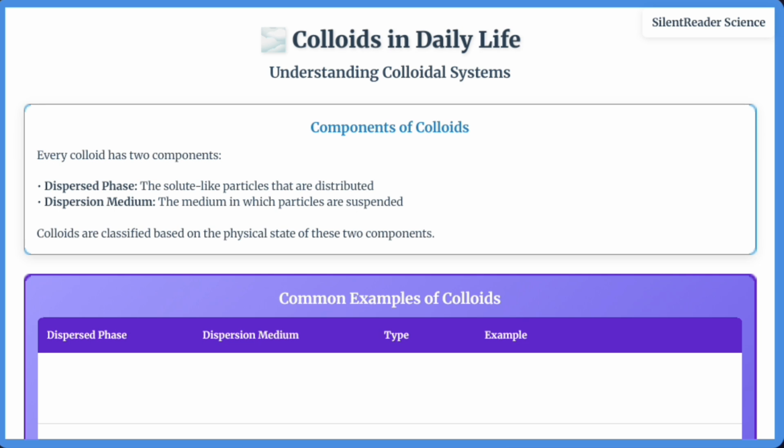To separate colloids, we need special techniques like centrifugation, which uses high-speed spinning to separate particles based on density. This is how we separate cream from milk or different components from blood.